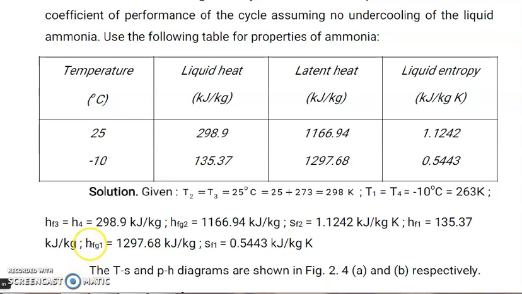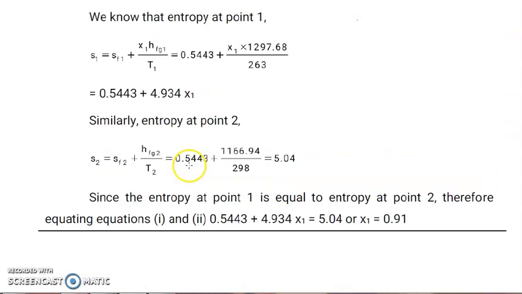Then we can write hfg1 is equal to 1297.68 kilojoule per kg. Then liquid entropy is given at minus 10 degrees Celsius, that is, we can write sf1 is equal to 0.5443 kilojoule per kg Kelvin. These are the data you have taken from the refrigeration table given in the question. So, now we are going to the diagram.